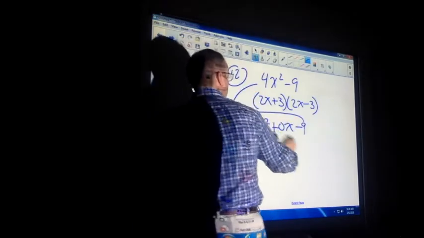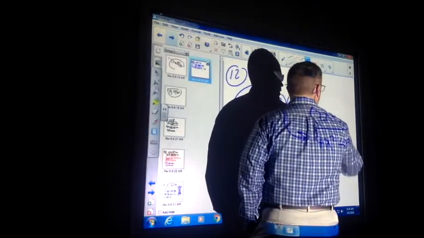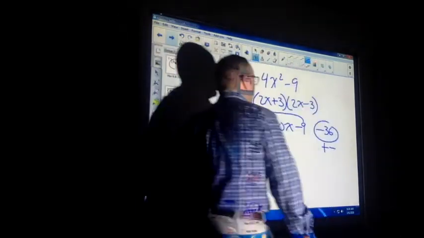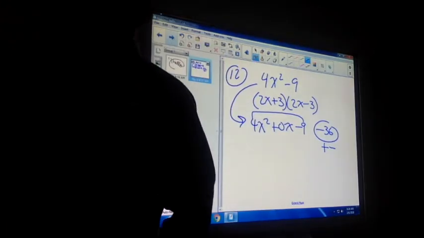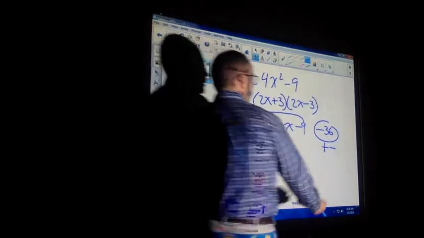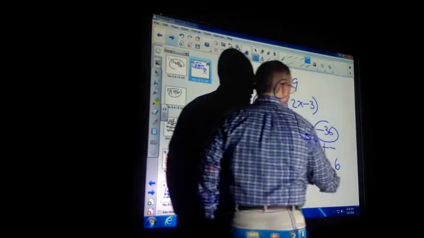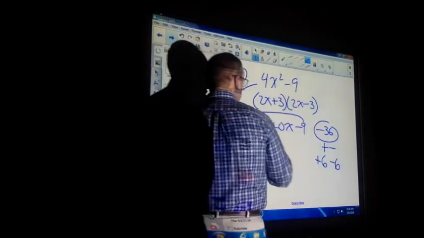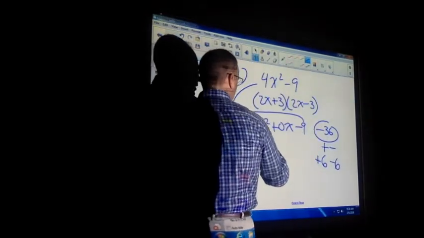My magic number is negative 36. I need alternating signs. And I need the factors of 36 that are the same factor. So I get the 0x. And that would give me the 6 and the 6. One's positive, one's negative. And you can just rewrite it like this.